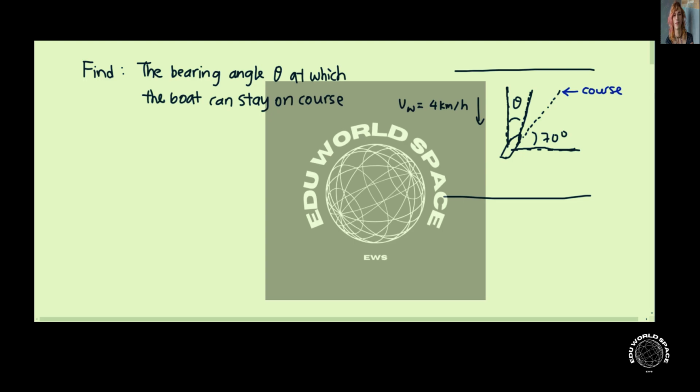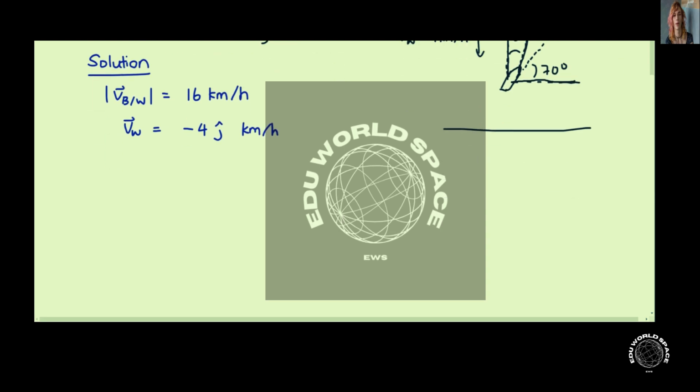Okay, so to do this, first we need to write down some of the given quantities. This is a relative motion problem. The boat is able to travel at 16 kilometers per hour in still water. That is actually the magnitude of the velocity of the boat relative to water. Then we are also given that the velocity of water Vw is negative 4 j hat kilometers per hour. Then we recall the definition.